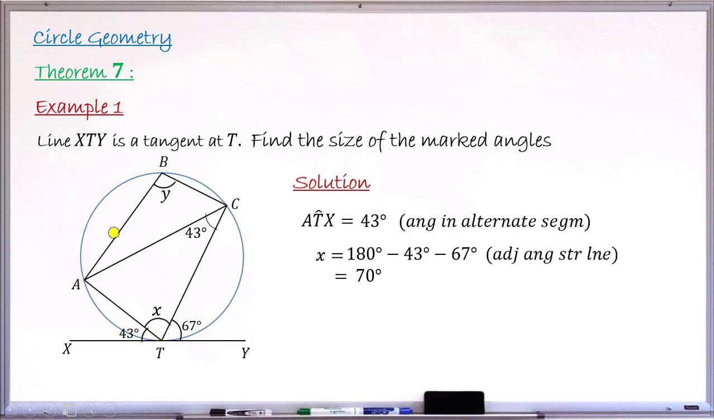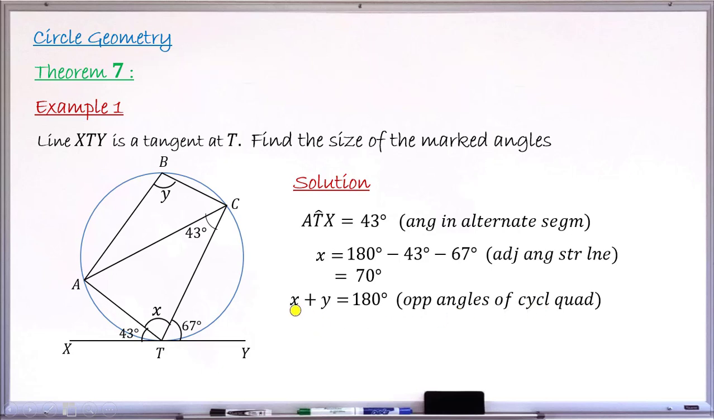ABCT is a cyclic quadrilateral because all four vertices are on the circumference of the circle. One of the theorems we have learned in our previous lessons says y and x are opposite angles of a cyclic quadrilateral, and the addition of those two opposite angles gives 180. So there I can now find y because x is known. So y plus x equals 180 degrees. Reason: they are opposite angles of a cyclic quadrilateral.